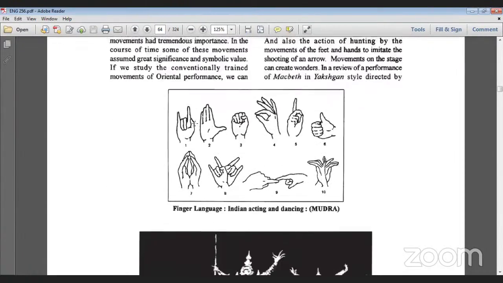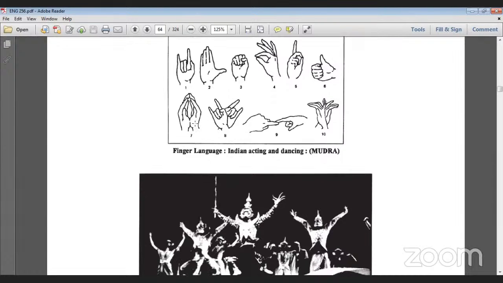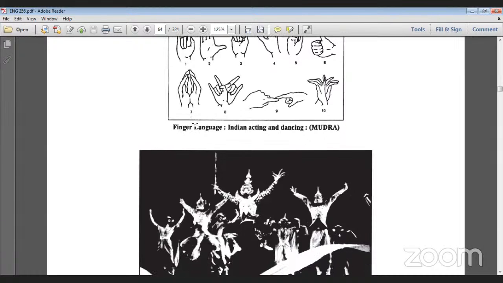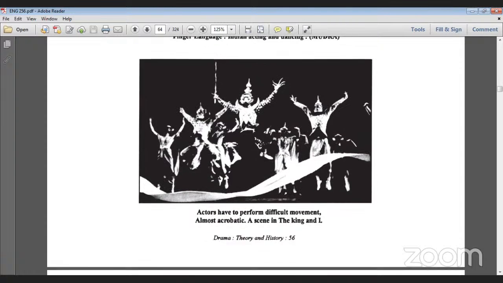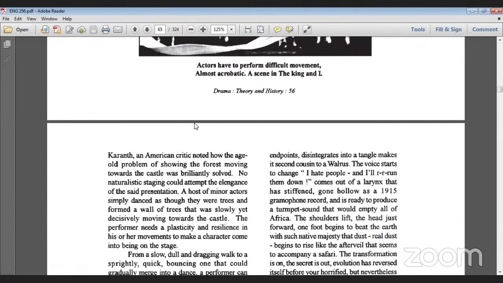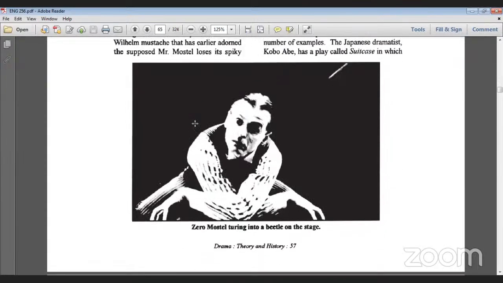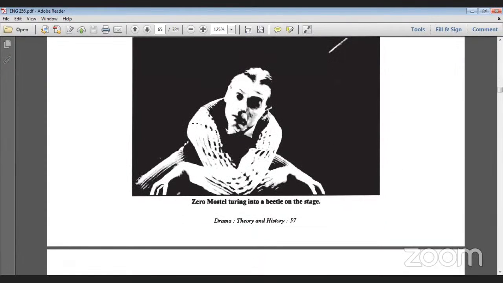See the ankles they have given. Language: Indian acting and dancing. Mudra. How these have been explained and how they are used during your dance. Actors have to perform difficult movement, almost acrobatic, a scene in The King. Okay, page 56. Then we are going ahead to page number 57. Zero Mostel turning into a battle on the stage. Theory and history. Okay.